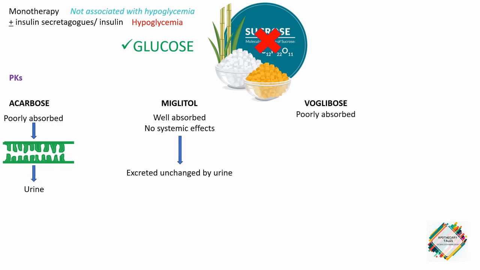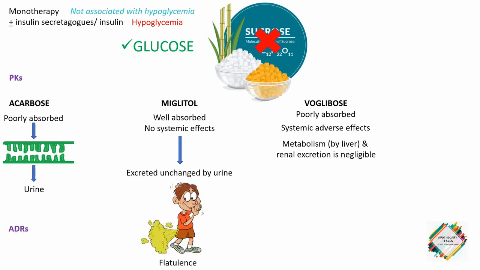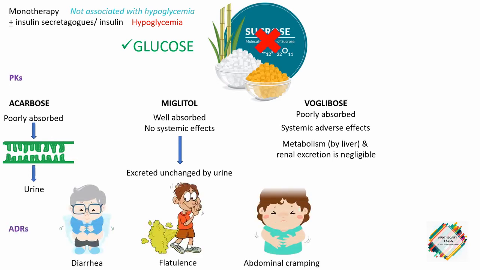Voglibose is a poorly absorbed drug with systemic adverse effects, is metabolized by the liver and has negligible renal excretion. The major side effects are flatulence, diarrhea and abdominal cramping. Adverse effects limit the use of these agents in clinical practice. And patients with inflammatory bowel disease, colonic ulceration or intestinal obstruction should not use these drugs.